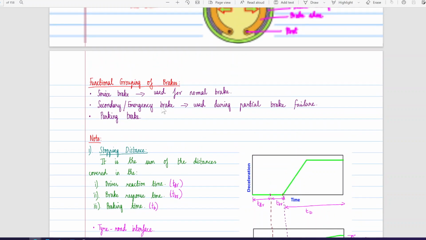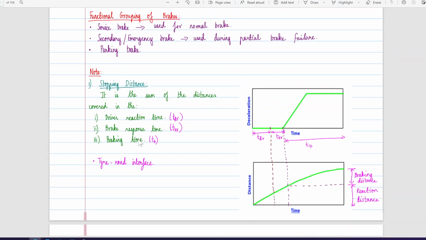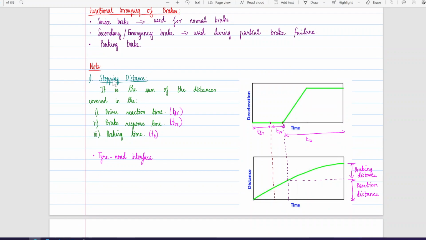So let's take a look at various kinds of distances we are defining. The stopping distance is the sum of distances covered in three different times. First is the driver reaction time, then there is brake reaction time, and there is braking time. So when the braking is required, the driver would take some time for reaction. So that is called the driver reaction time. Post which the brake system would also take some time to respond.